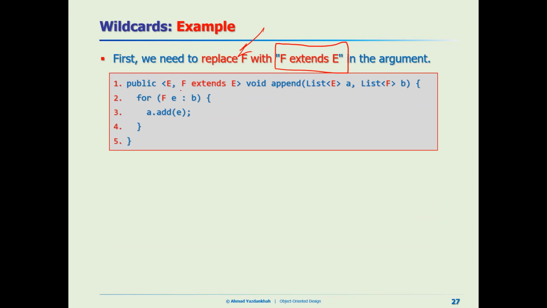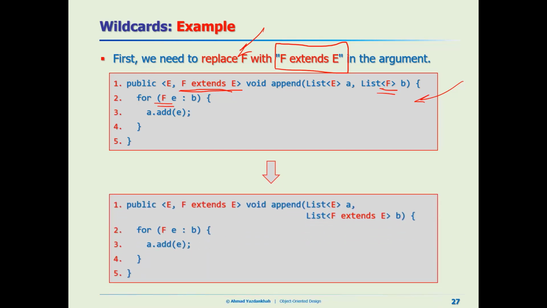Even though this code is working fine and we don't have any problem with it, to introduce the wildcards and reduce one type variable, we are trying to elaborate on this method and see how we can reduce one of these type variables. All right. So first we replace wherever we have F. It's already changed. We have one here and one here, right?